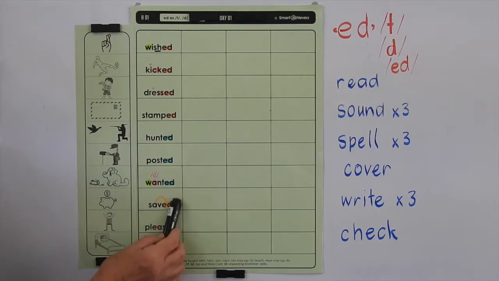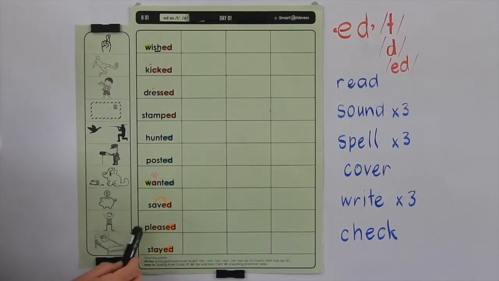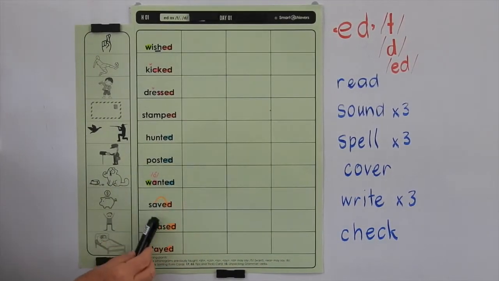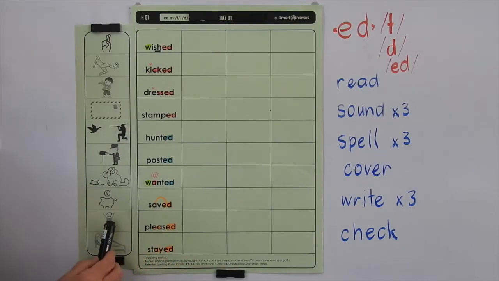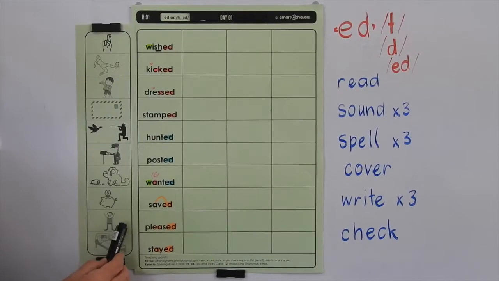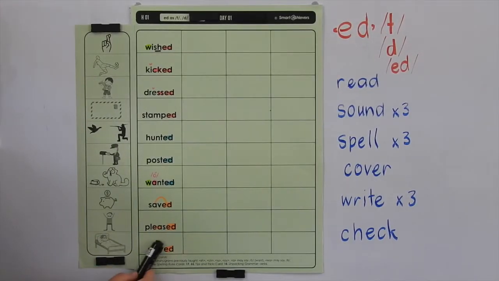You could also save a bird, which means you might protect it from losing its life. So it can have a few different meanings. Pleased, when you make someone or yourself happy, you're very pleased. Stayed, when you're not moving anywhere. Or you might say that you stayed at your grandparents' house for a night, it means you went there and you stayed there. This boy is staying in bed because he's very sick.